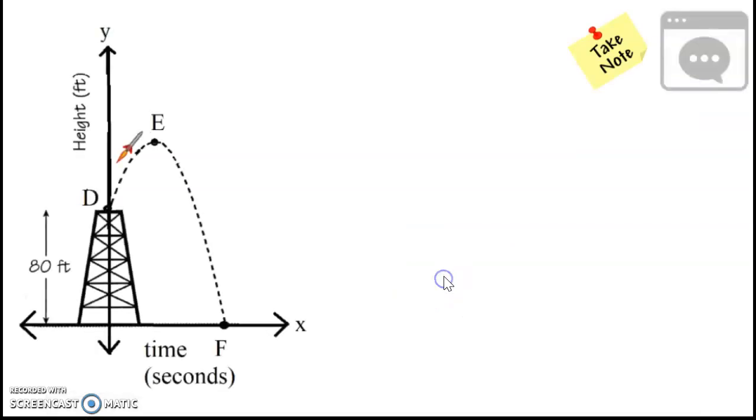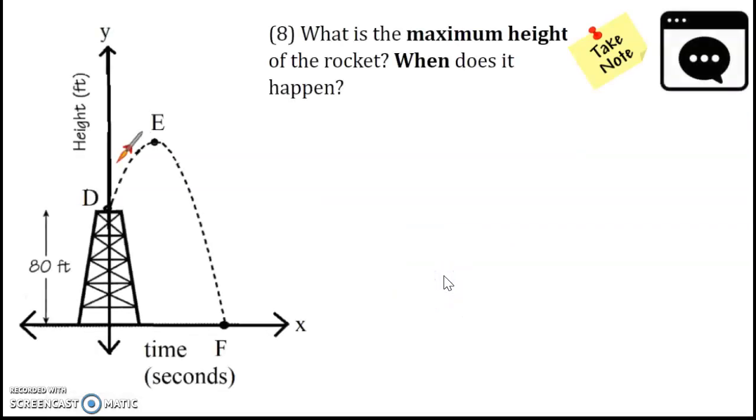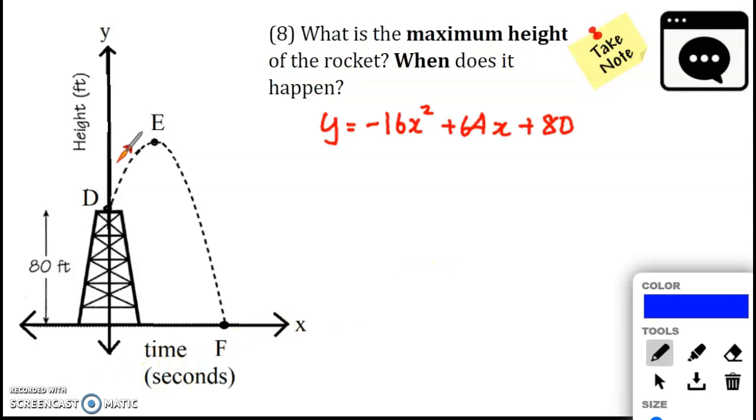Alright, then I want you to tell me in private chat, what is the maximum height of the rocket? When does it happen? Okay, to do that, let's assume the equation that we said was correct is actually the equation. Okay, so y is equal to negative 16x squared plus 64x plus 80. How do you find the maximum height of the rocket? Well, what sort of form is this? Is this standard form, factored form, or vertex form? It is a standard form.